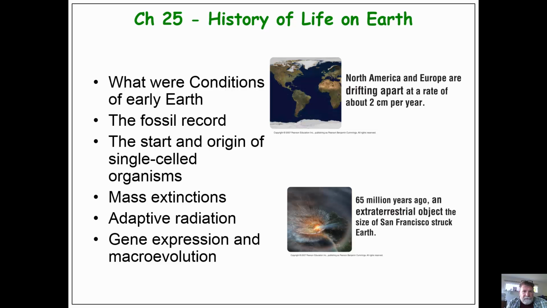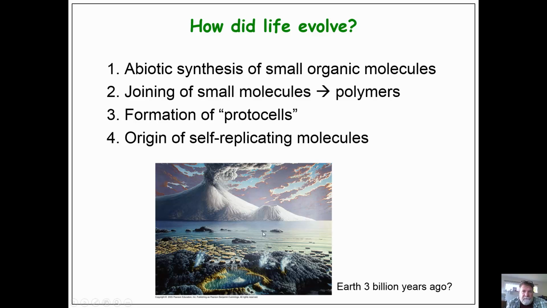Again, what you're going to need to know from this chapter are the conditions of the early Earth, what a fossil record is and how we look at that, the start and the relative eras at which things came about, this idea of mass extinctions and adaptive radiation, and how gene expression can affect macroevolution. Again, a big question, something that we don't know, that we have not done in a lab, is to determine how life evolved.